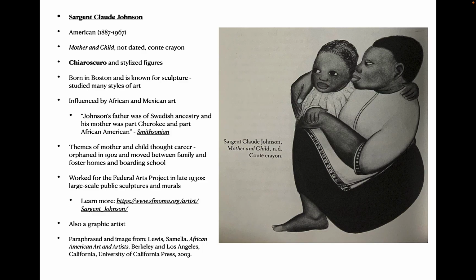He was orphaned in 1902 and he moved between a lot of foster homes and families and had to go to boarding school. He also was part of the Federal Arts Project in the 1930s during the Great Depression, when the government was paying for these large-scale murals and public sculptures to be created to give people jobs and get people working. So that link I'm giving you is to a video where you can hear Johnson talking about his process in creating a mural. He was also a graphic artist, so a super prolific artist that gave us a lot of great imagery to study and look at.